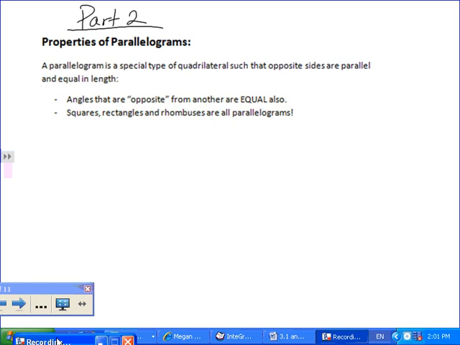Let's first start talking about what a parallelogram is. A parallelogram is a special type of quadrilateral, and a quadrilateral is a four-sided object. So this is an object with four sides. That's where the word quad comes from. So, four sides. And it's a special type of quadrilateral because the sides that are opposite from each other are parallel and equal in length.